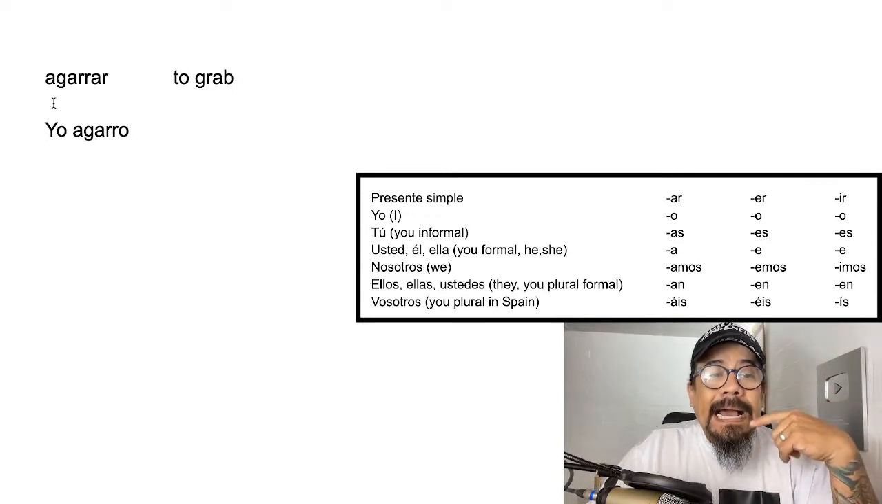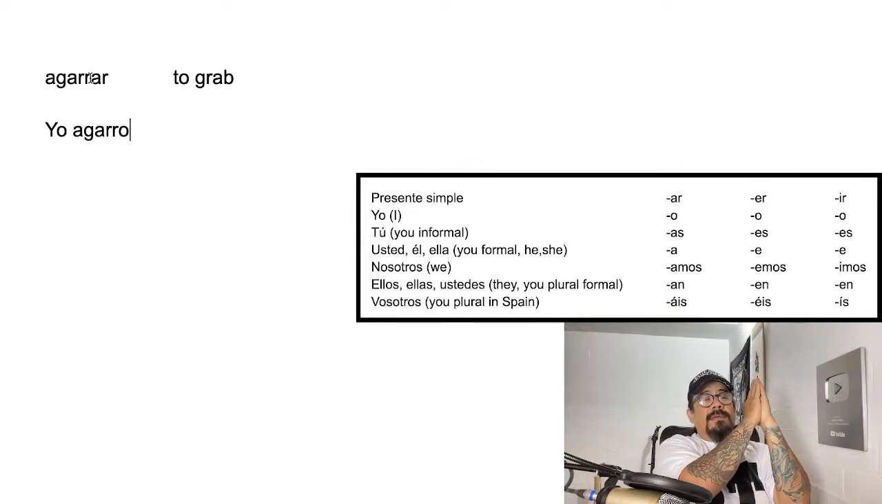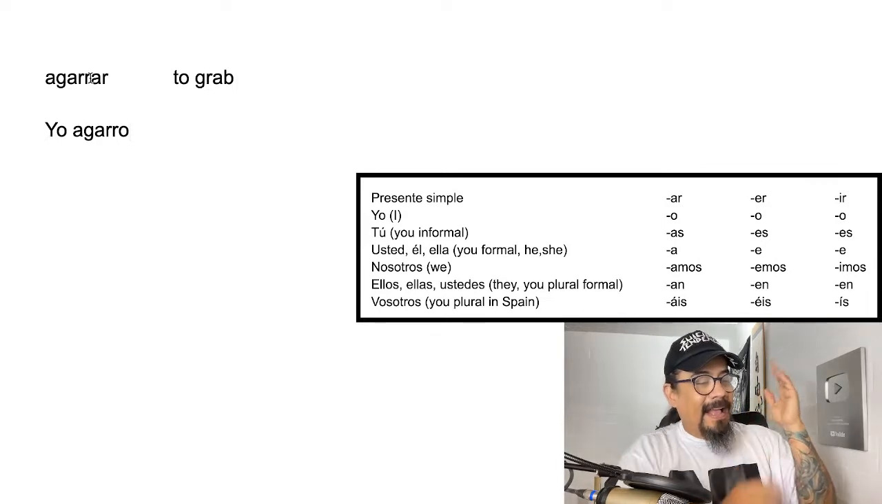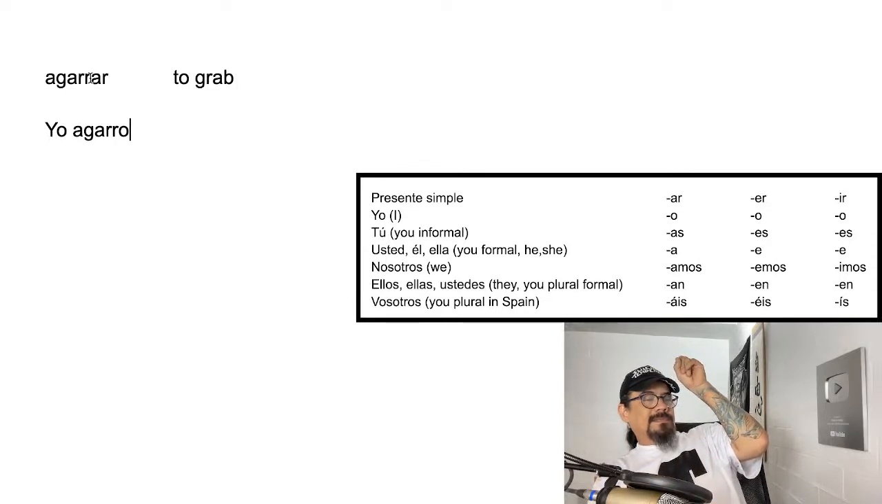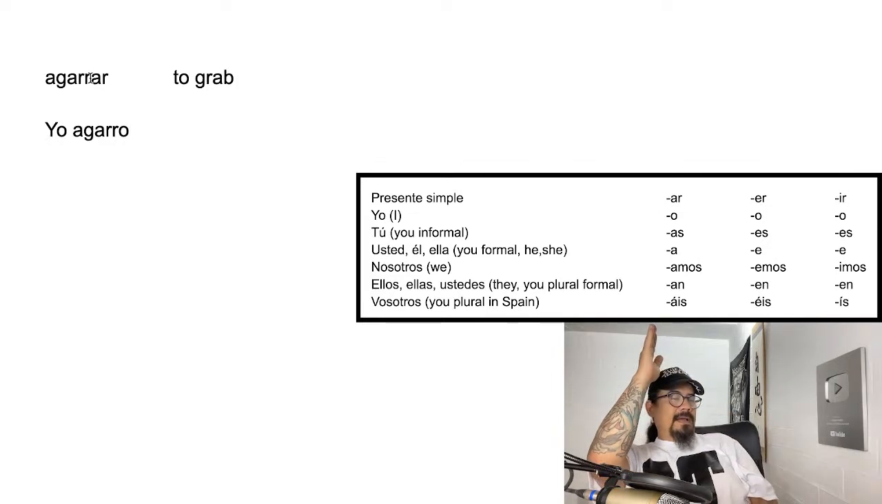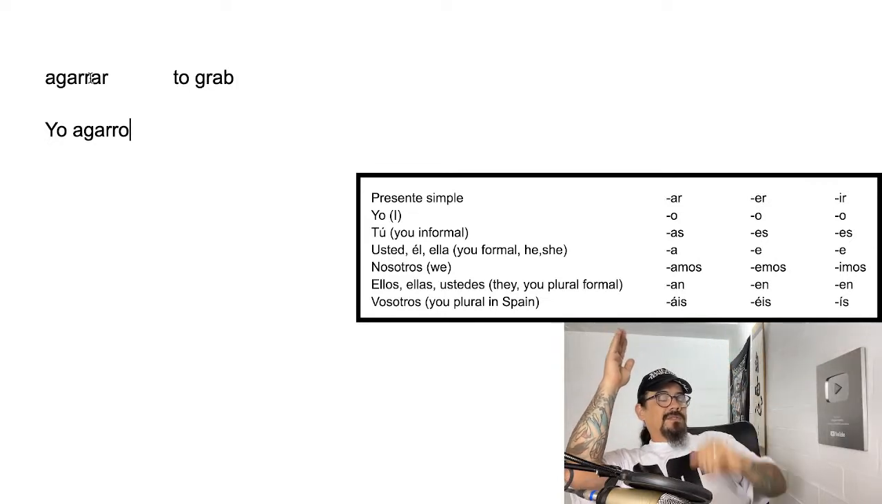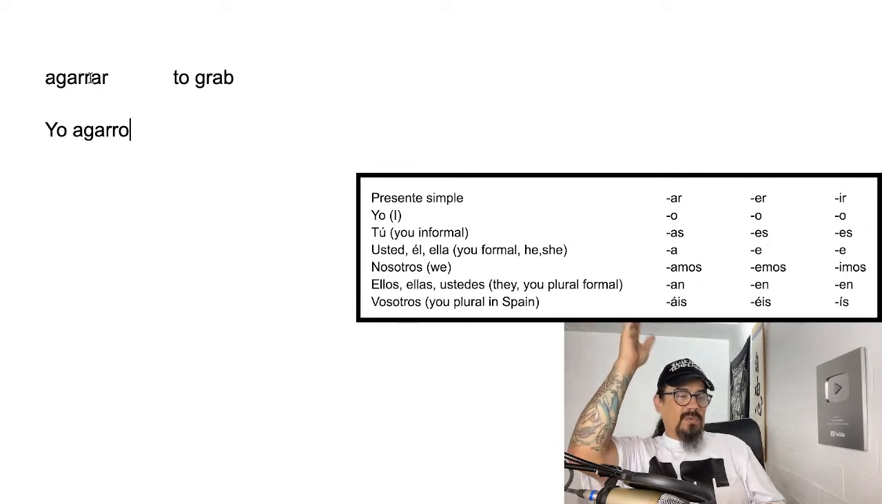yo agarro. Remember, agarrar, if you check this table, the first of the three columns is the one that we're going to use, because it is the one that matches verbs ending in the infinitive form of the regular verb ending in AR. Let me check. First column. Second column. Third column. Okay. So right now agarrar ends in AR. So we're gonna use this one, this column.